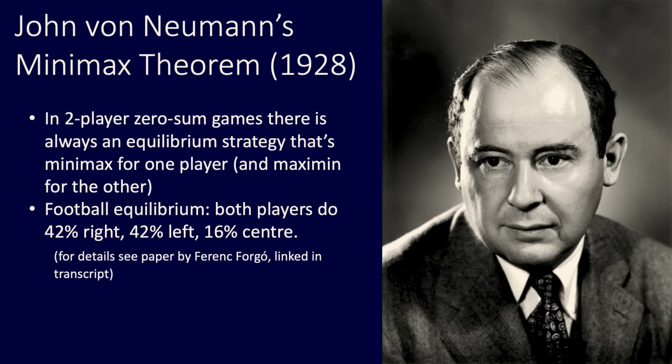And you'll want to know what the footballers should do. So there's a paper by Ferenc Forgo, I'll put a link in the transcript, which solves this for the football example using something called linear programming. And actually, both players should go to the right 42% of the time, to the left 42% of the time, and in the centre 16% of the time. If you never go in the centre, then of course people will learn to go to the centre. So that's the equilibrium for this particular example.